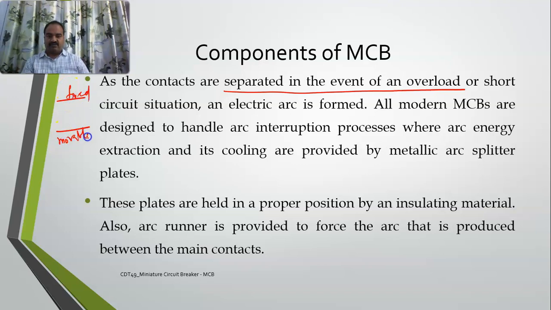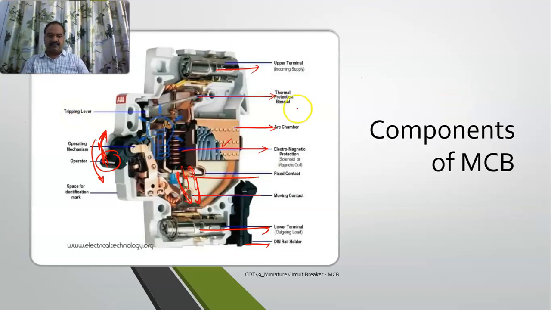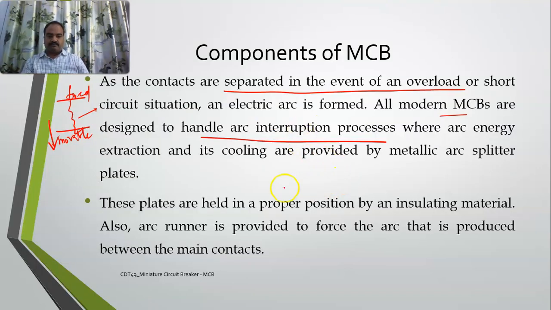So in between these two, if you try to open this one, an arc will be formed, and all modern MCBs are designed to handle the arc interruption process, where this arc energy is extracted and its cooling is done by providing some metallic arc splitter plates. See, these are metallic arc splitter plates. Now, these plates are held in proper position by an insulating material.